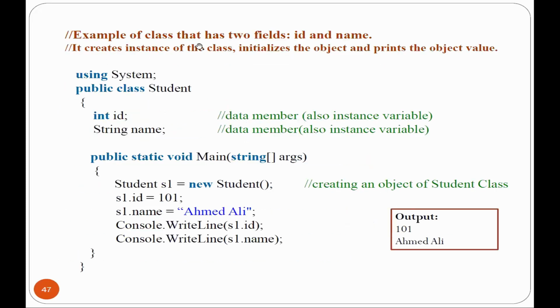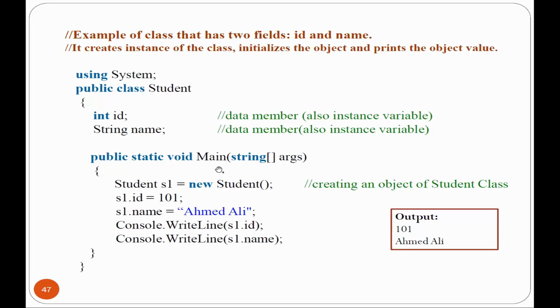Example of a class that has two fields, ID and name. It creates an instance of the class, initializes the object and prints the object value. Using System, public class student, int id, string name. These are the two data members. Number one, integer type, number two, string type. One is to hold the id value, the other is to hold the name value.